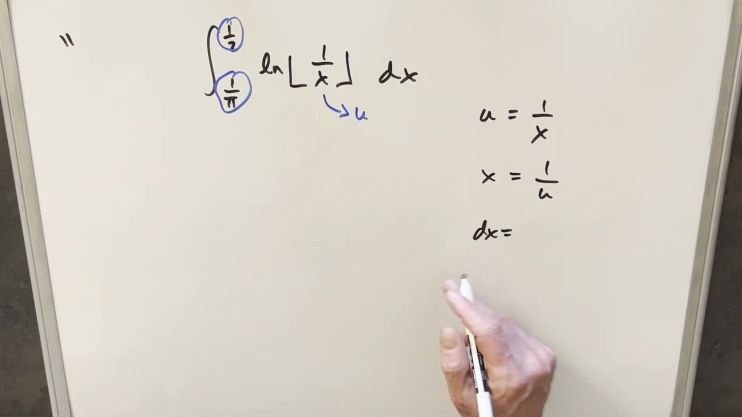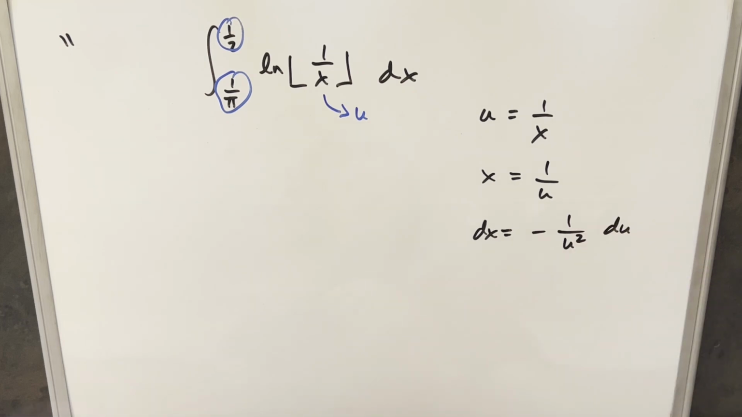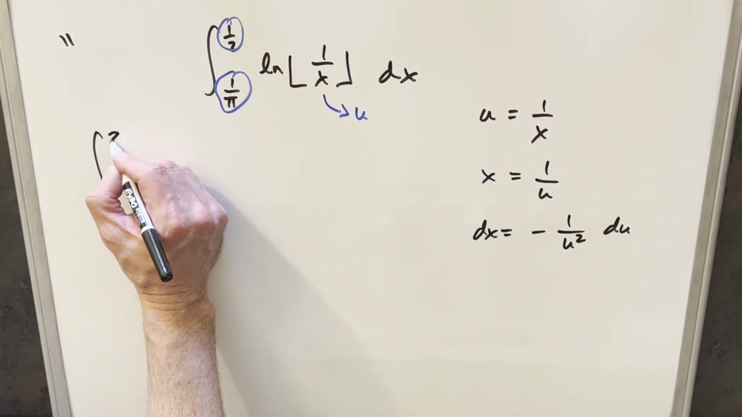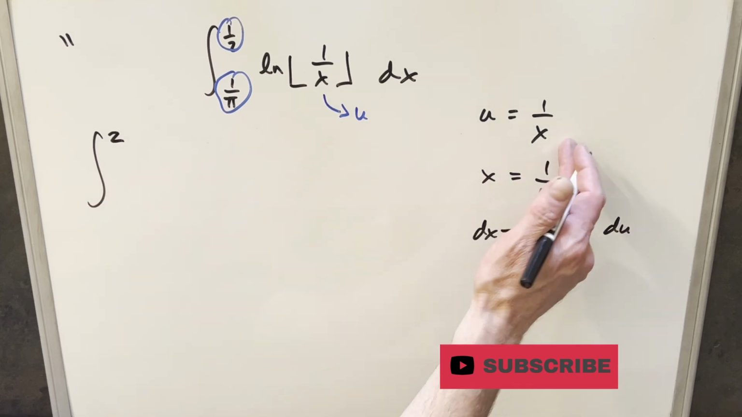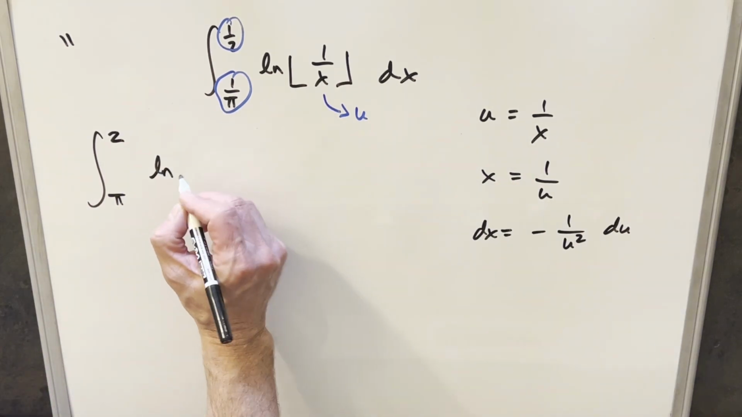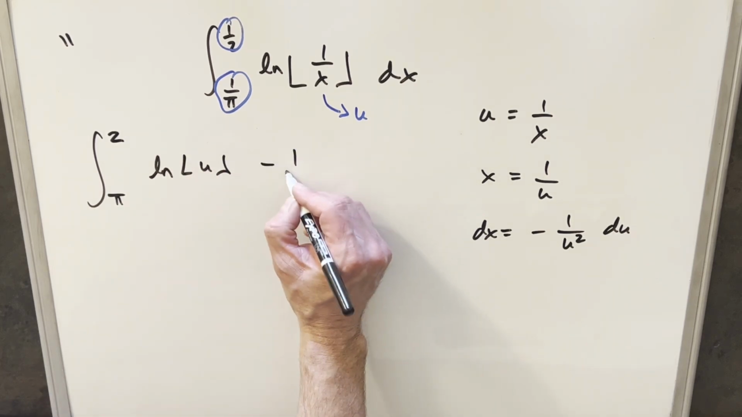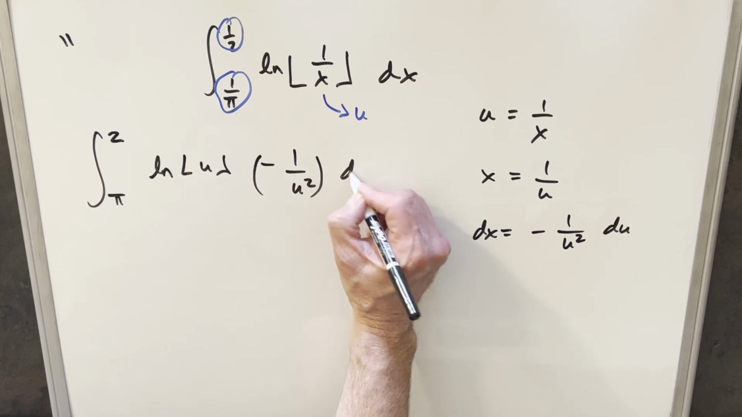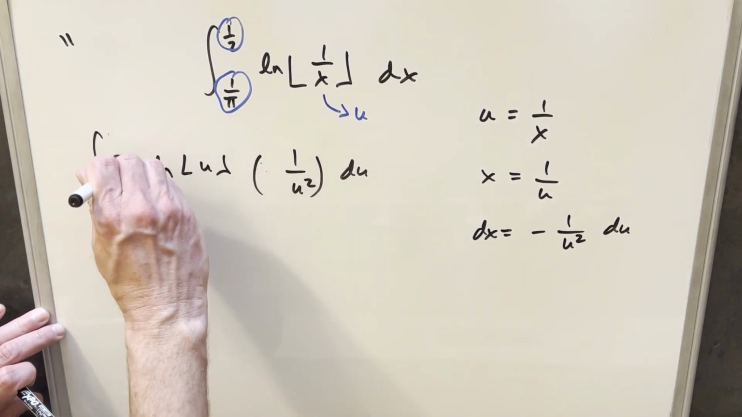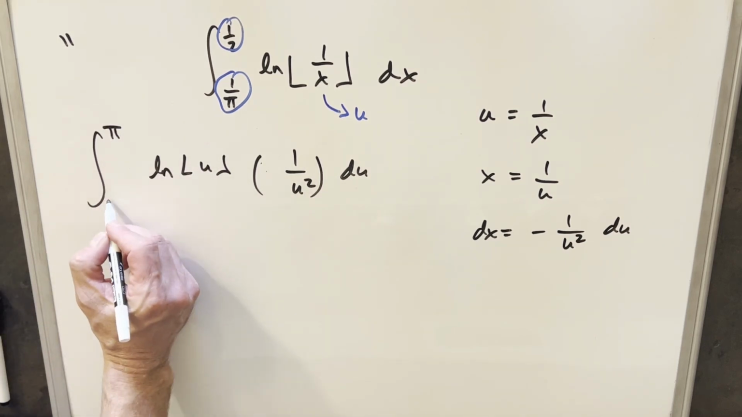I'll take my derivative, and for dx, this is going to be minus 1 over u squared du. So then we'll go ahead with the substitution, plugging in 1/2 here, that's going to flip it and give me 2 here. And then plugging 1 over pi in, that's going to give me pi for the upper bound. And then here, this is going to become natural log of the floor of u, and then dx is going to be this minus 1 over u squared du. But then what I'll do with this minus sign, I'll take it out front of the integral, and we'll just use this to flip the bounds.